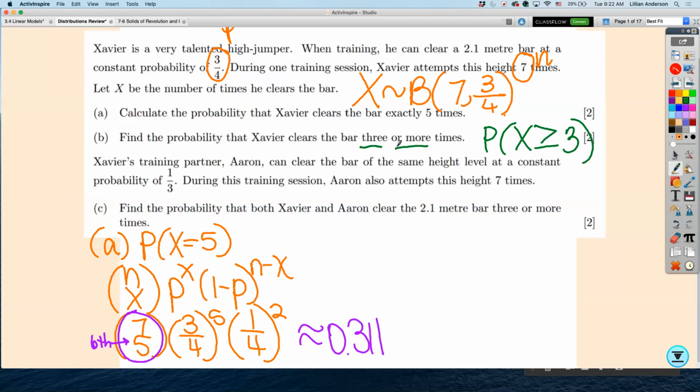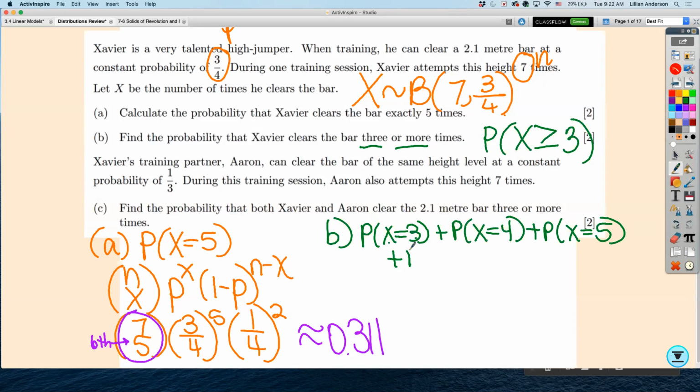Now, the one thing about this by hand, that would mean that we are looking for the probability that X is equal to 3 plus the probability that X is equal to 4, all the way up until we reach the max number of times that Javier is planning to do this high jump. By hand, that could be pretty tedious, but that's essentially what you're finding.